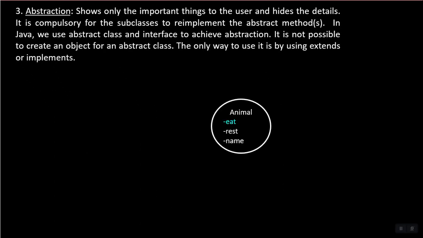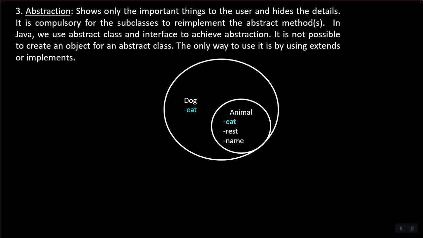So let's say we have an animal class which has eat behavior, or let's say an abstract method or abstract behavior eat. So meaning to say, if dog class inherits animal or extends animal, it is compulsory or required for the dog class to have the eat method.